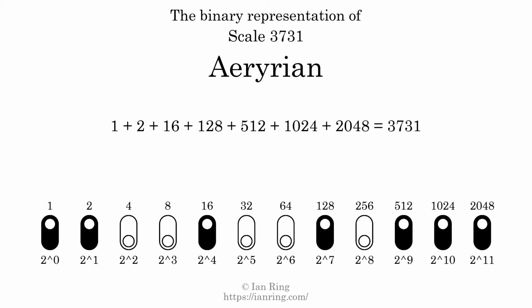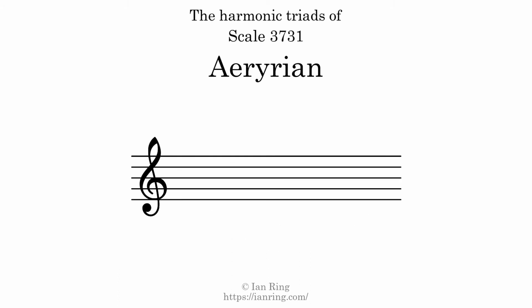3731. The scale number not only enumerates the scale with a unique index, but it also literally describes the tonal content of the scale. Represented as a binary number in base 2, the scale number is 11101000100011. Here are the harmonic triads present in this scale.